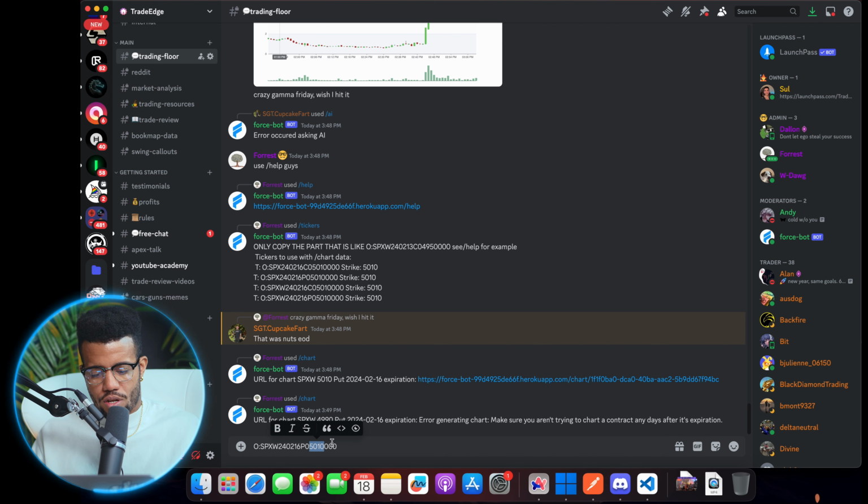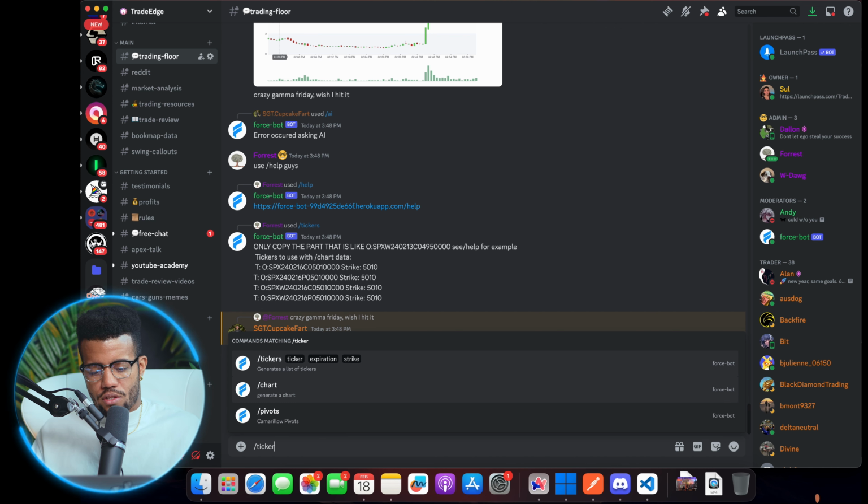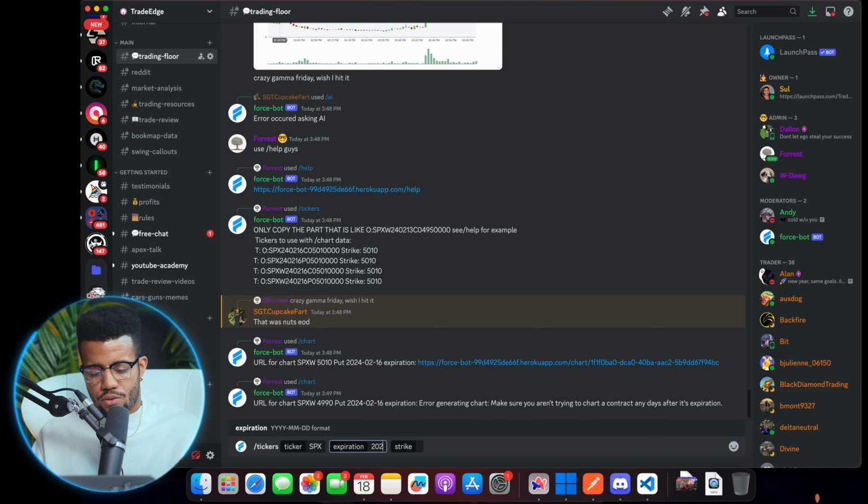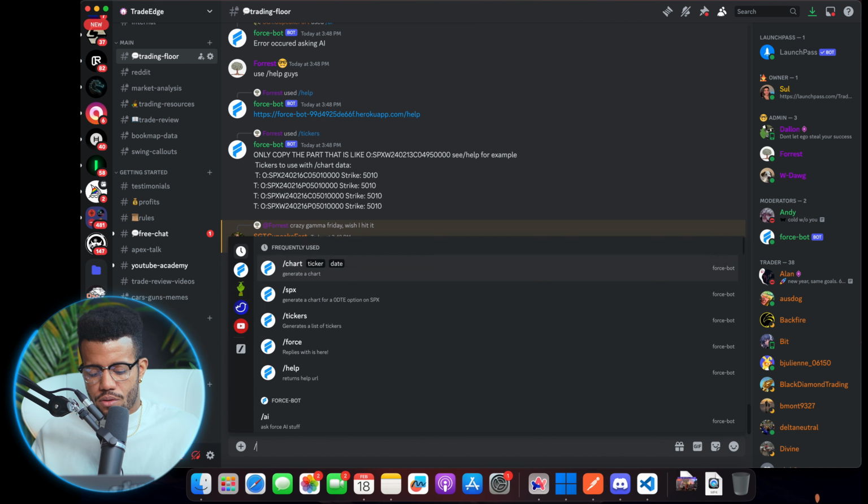5010. No, we want 4995s. Anyways, well, let's actually try it. SPX 2024-02-16. Strike 4995s. Actually, this is two 5000s. And yeah. So then we'll do chart.